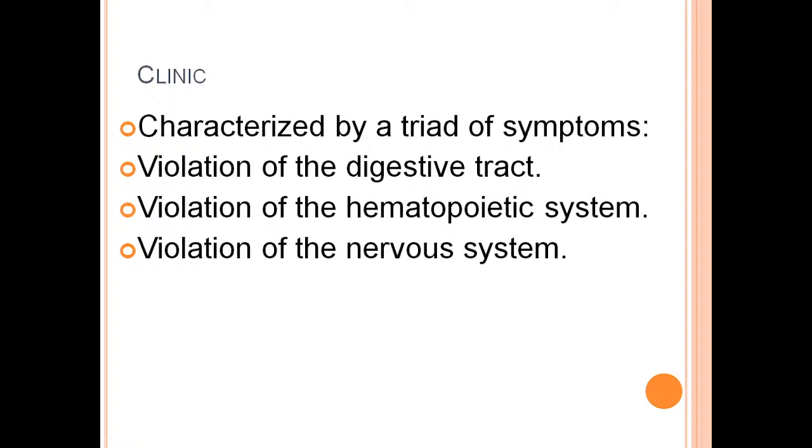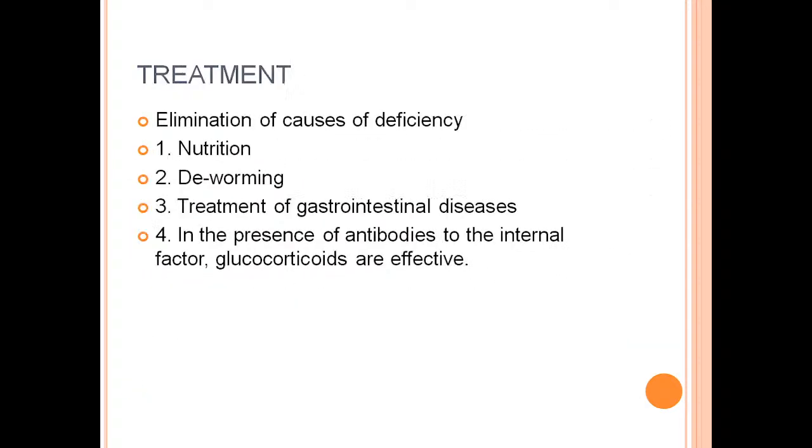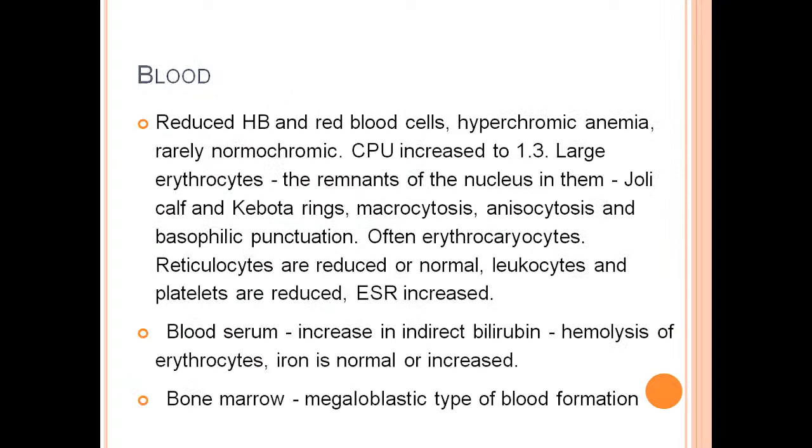What about the clinical picture? It is characterized by a triad of symptoms. The first, violation of the digestive tract, violation of the hematopoietic system, and violation of the nervous system. What's happening with the blood? Reduced hemoglobin and red blood cells, hyperchromic anemia, relatively normochromic. Blood serum shows increased indirect bilirubin. We see hemolysis of erythrocytes, and iron is normal or increased. Bone marrow shows a megaloblastic type of blood formation.